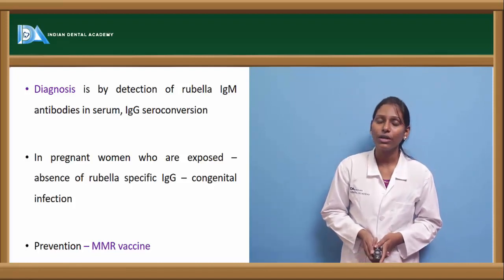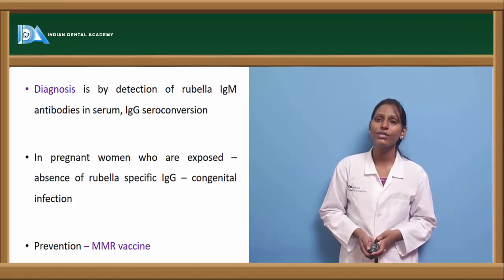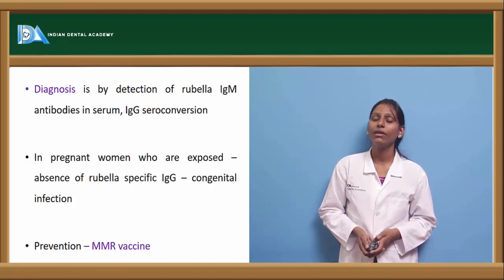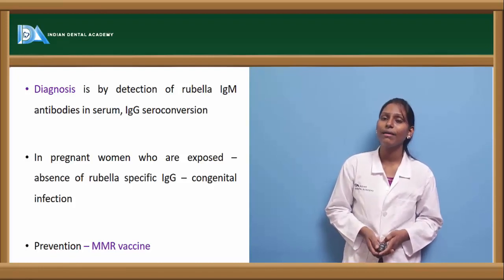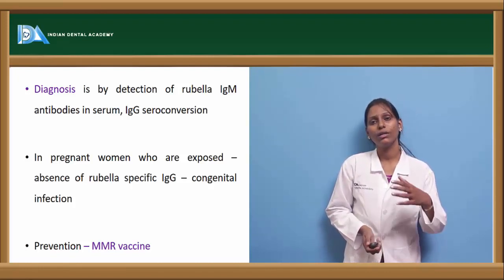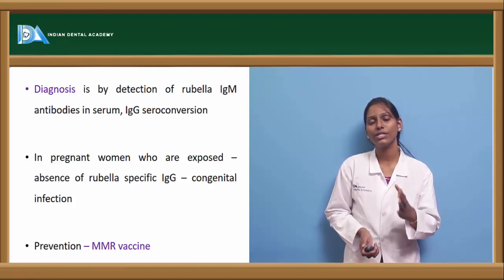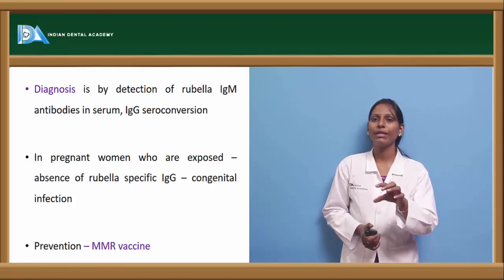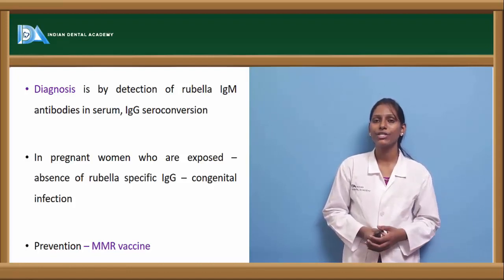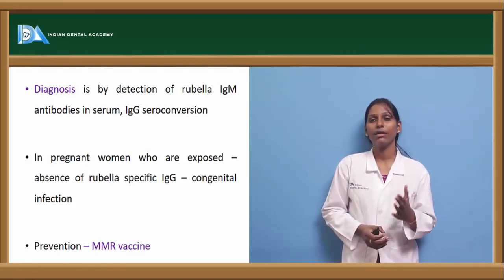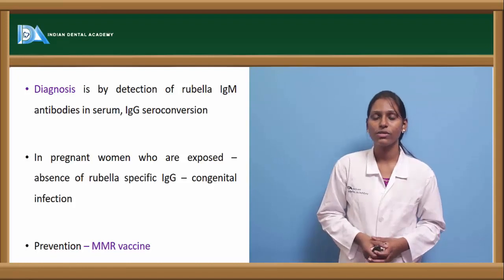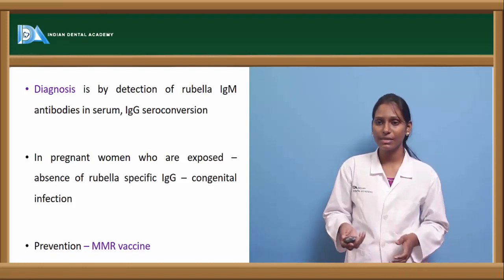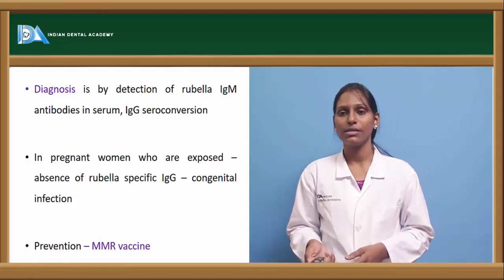So this is about rubella, its clinical features, pathophysiology, how congenital rubella syndrome presents, and how the severity of congenital rubella syndrome can be seen based on the time of infection during pregnancy. Diagnosis has also been discussed along with prevention. So this is about rubella.